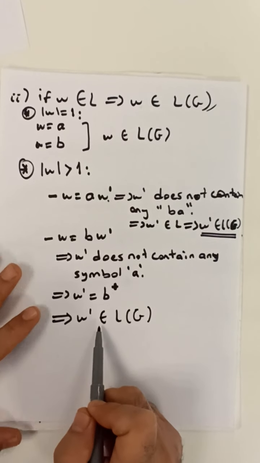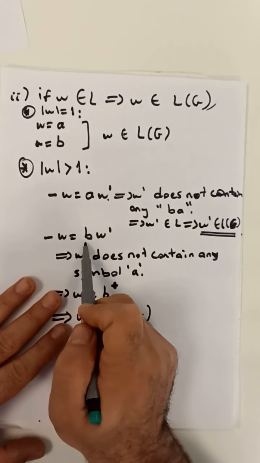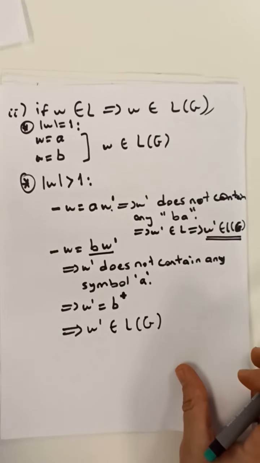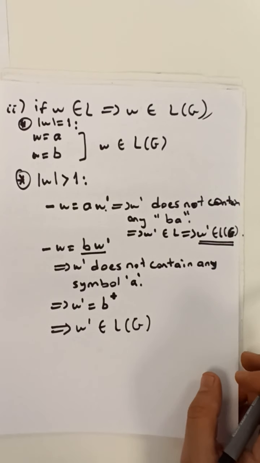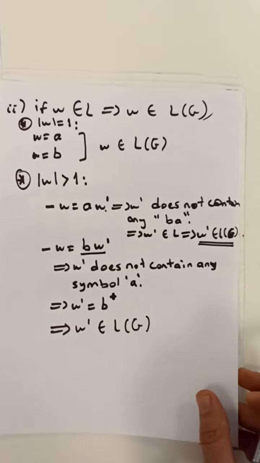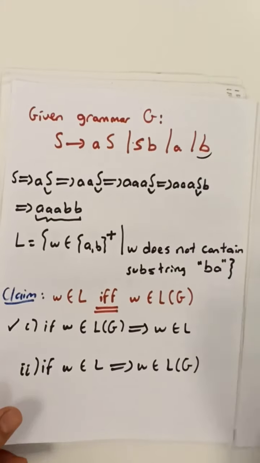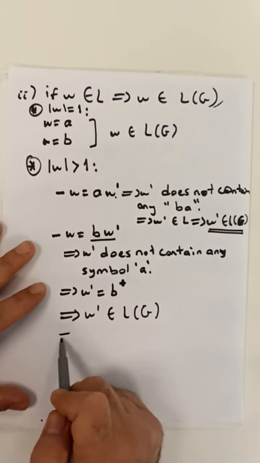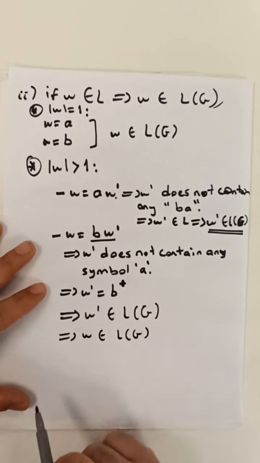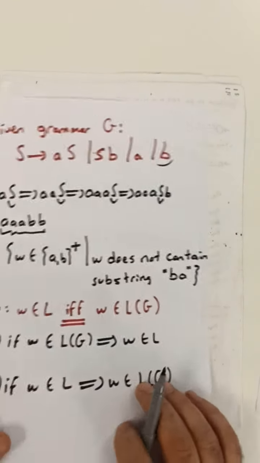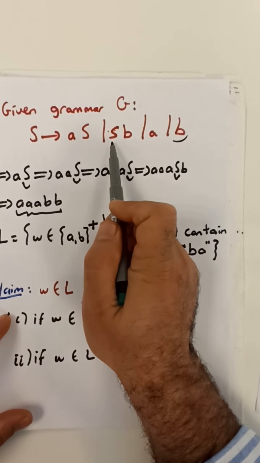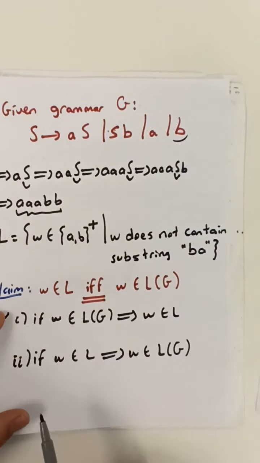If W prime can be generated by the given grammar, and W is in the format B and some string generated by the grammar, let's again take a look at our grammar rules. Then we can see that we will be able to generate this W through this rule, S to SB. If this is the case, then W is also in L of G, because W prime is generated through this rule S to SB, and W itself will be derived from W prime using yet another derivation of this rule S to SB.